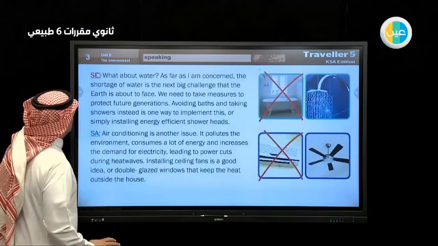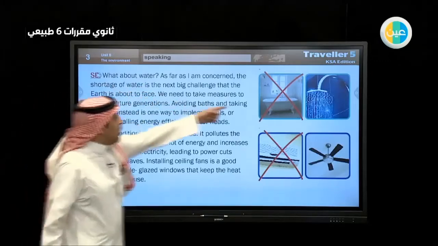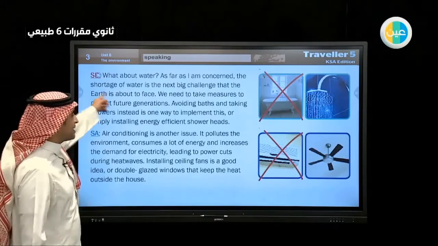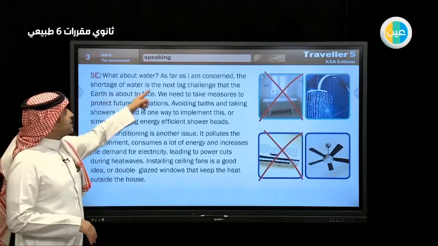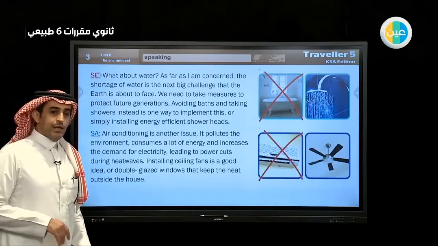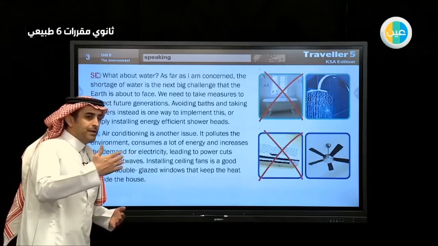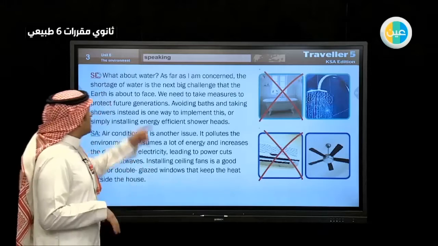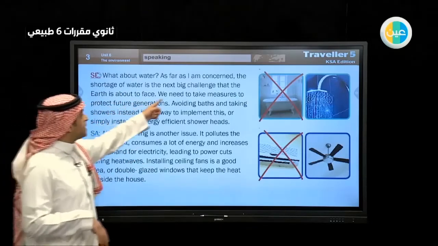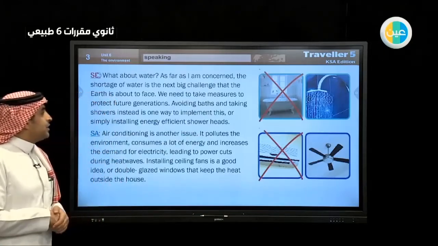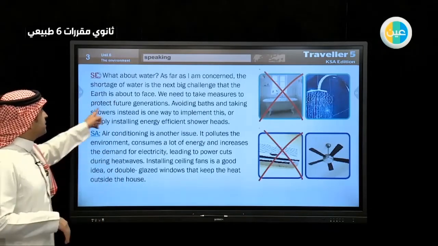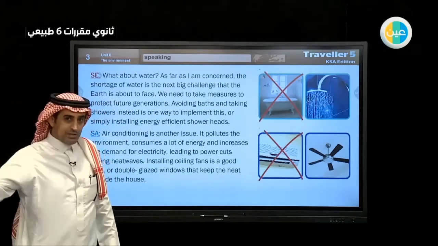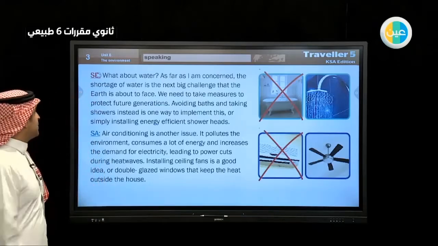Okay. Student B, what about water? As far as I am concerned, the shortage, the lack of water is the next big challenge. We are going to face a problem that is water. Earth is about to face it. We need to take measures, procedures to protect future generations. Generations are our sons and their sons and so on, the people who come after you.